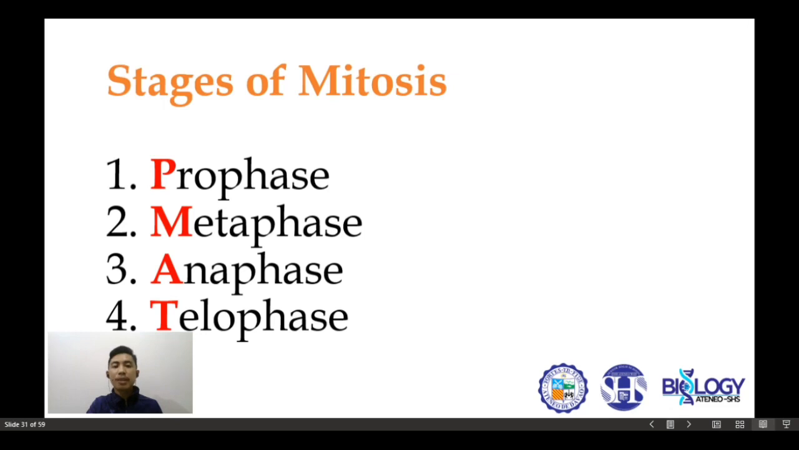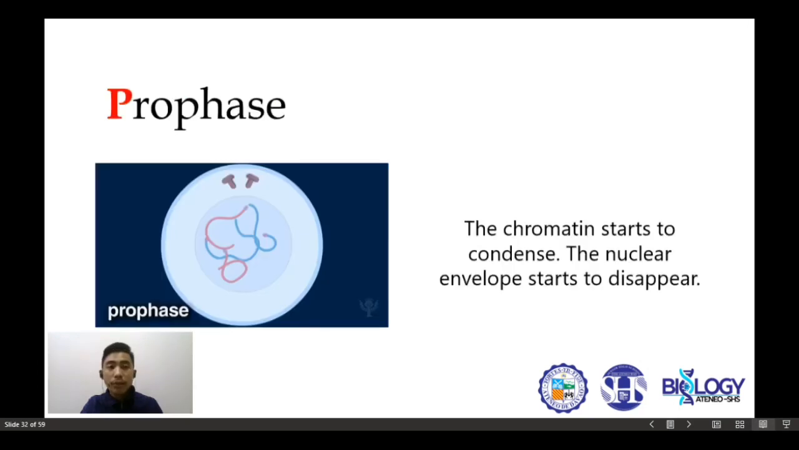Since these happen in sequence, let us start first with the discussion on prophase. In prophase, the chromatin starts to condense, or become thicker. From this state, they condense to become chromosomes, which are now visible under the microscope. Aside from that, the nuclear envelope, or nuclear membrane, which is not shown in the figure, starts to disappear. A nucleus has its own membrane, called the nuclear envelope, and that is what dissociates in this phase.